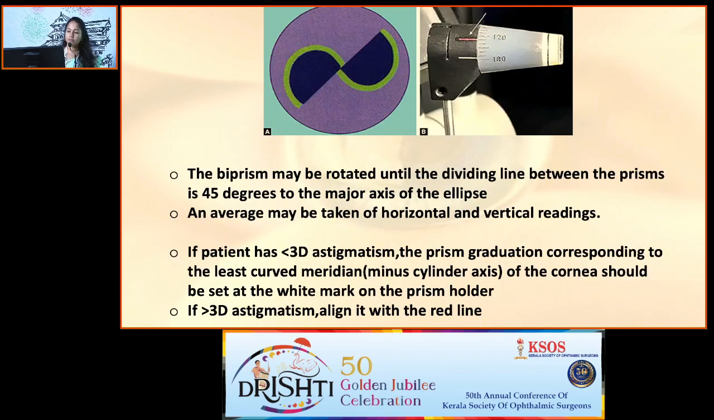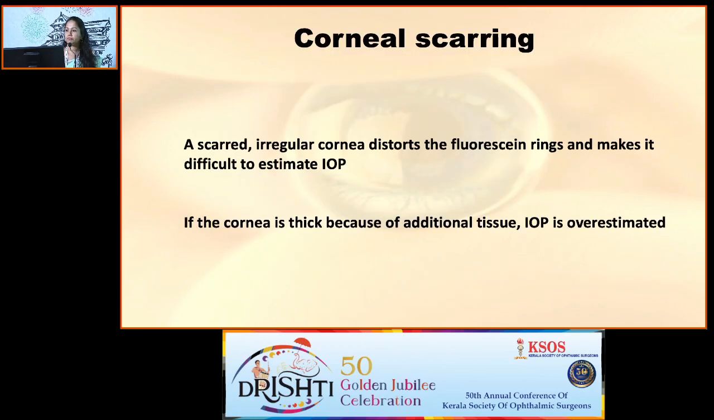How can we circumvent this problem? You can either rotate the biprism until the dividing line between the prisms is at 45 degrees to the major axis of the ellipse, or you can take both a horizontal and vertical reading and get an average of the two. Now, if the patient has more than 3 diopters of astigmatism, it is better to align the axis of the minus cylinder with the red mark on the tonometer head, which would give a more accurate value.